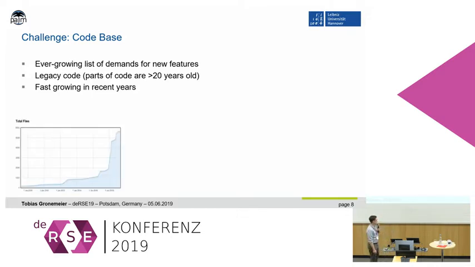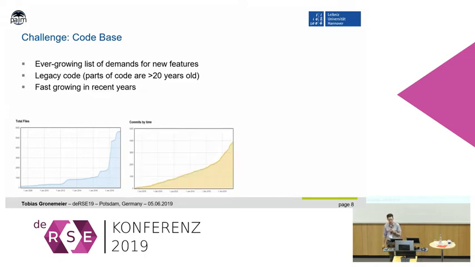This is a graph showing the total files within our repository. It starts at 2008, and recently, within the past 1.5 years, the number of files went up from about 2,000 to nearly 6,000. So the code base is growing very fast.